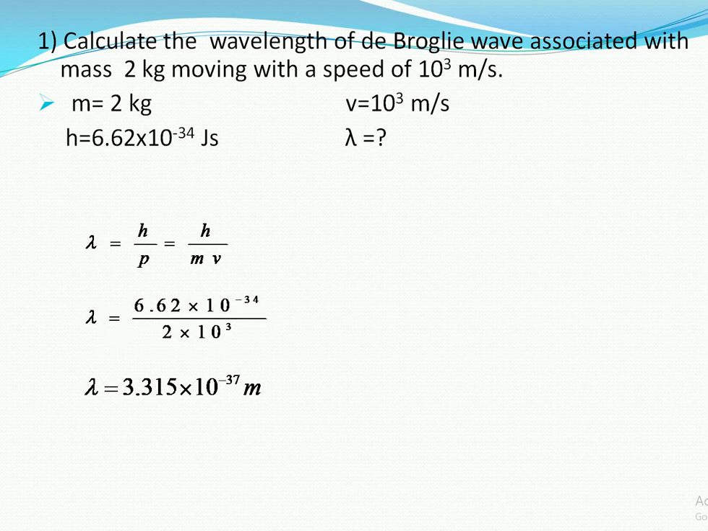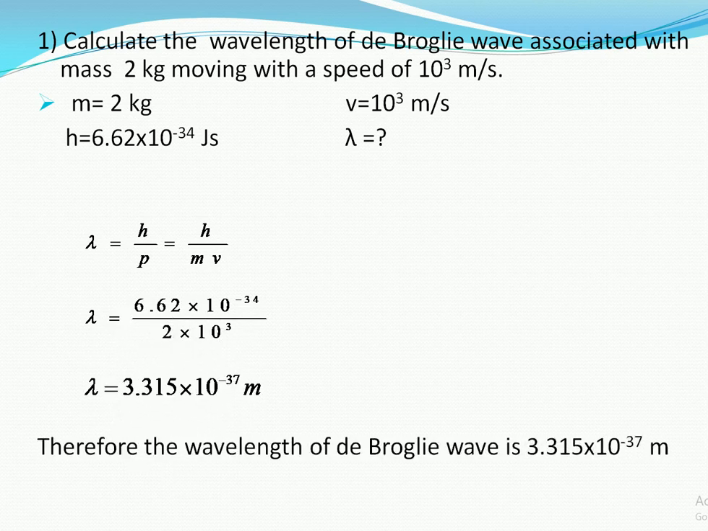By putting this value, that is h, 6.62 into 10 raised to minus 34 divided by 2 into 10 raised to 3, we get the answer 3.315 into 10 raised to minus 37 meter. Therefore, the wavelength of the de Broglie wave is 3.315 into 10 raised to minus 37 meter.